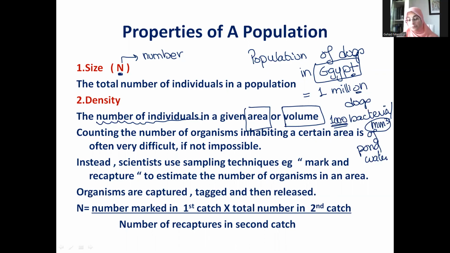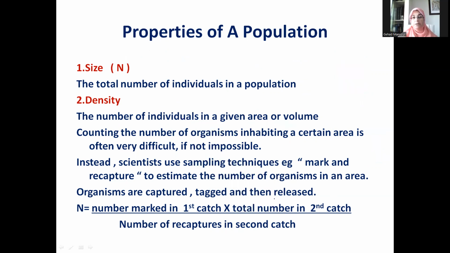Of course, in order for you to count the number of organisms in a particular area, this is extremely hectic. For example, if you want to determine the number of lions in a forest, this would be extremely difficult. So counting the number of organisms inhabiting a certain area is almost impossible. So you're talking about mission impossible. But scientists refer to other techniques in order to estimate the number of organisms in a particular area.